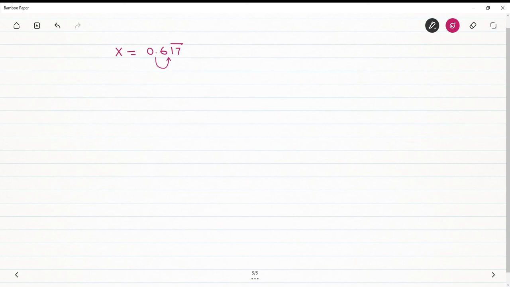So to bring this decimal from here to here, I should multiply it by 10. So if I'm multiplying it by 10, it gives me 10x is equal to 6.171717, or you can say it was the same thing as 6.17 bar. Now, after the decimal, there are two digits which are repeating, so I will have to multiply by 100, sorry. So 6.171717 is already there. That's my equation number 1.